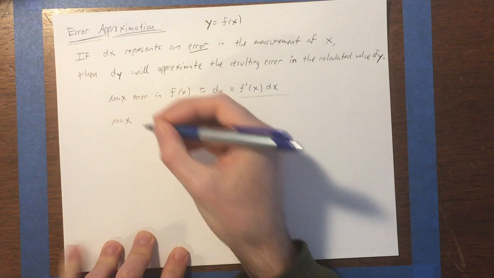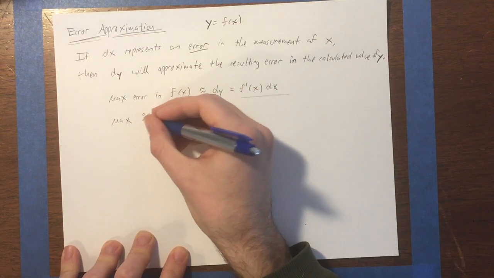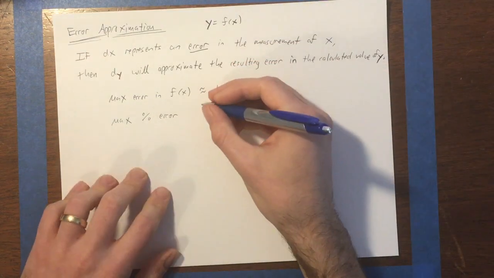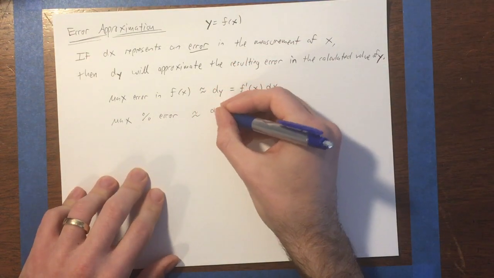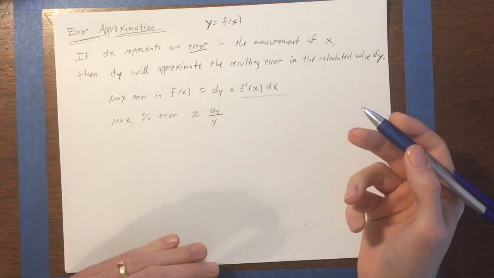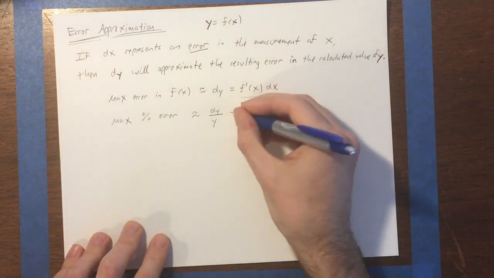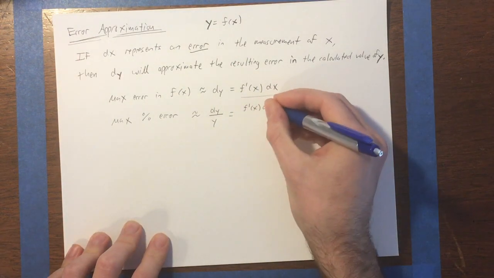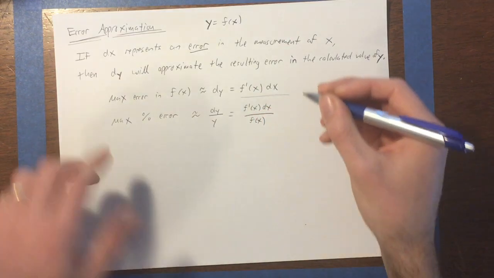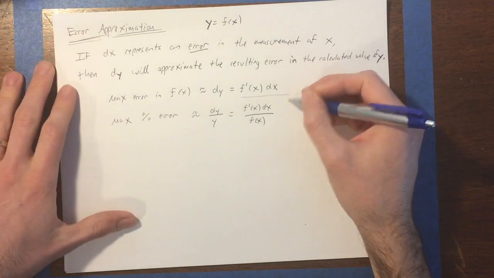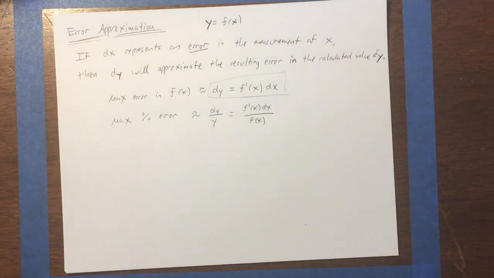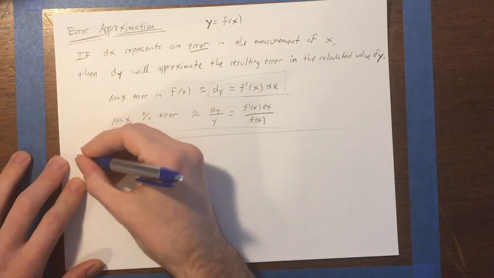Also, occasionally, we'll discuss the idea of maximum percent error, and percent error just means that you're going to take your error and divide by the overall value of the function. So instead of just dy, it's dy divided by y. So that would be f prime of x times dx, and then divided by f of x. So whether you're dealing with max error or max percent error, you use this formula here, dy equals f prime of x times dx. So let's do an example of this.